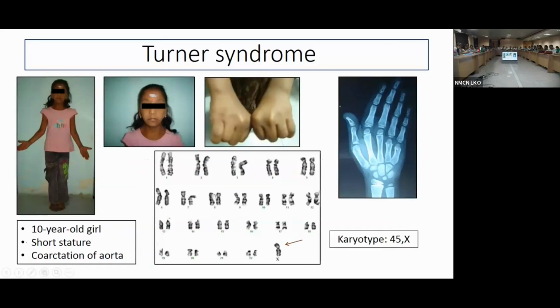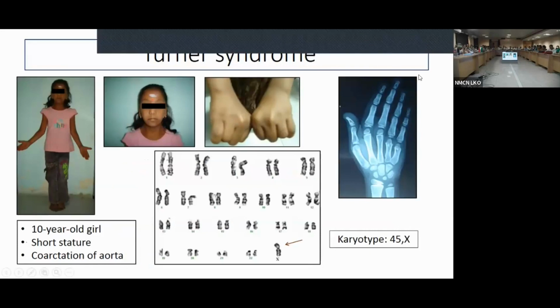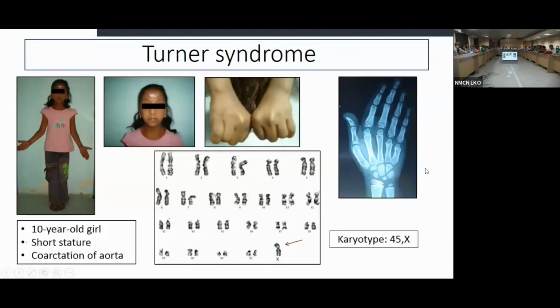So these are the typical Turner stigmata that you could see. A girl child presenting with short stature, you can appreciate the webbing of the neck, the cubitus valgus deformity, the short fourth and fifth metacarpals, and also the low posterior hairline, which is not seen over here. In fact, this girl also had coarctation of the aorta. They can also have renal anomalies, especially horseshoe kidney and others. And she had 45,X, the typical classic Turner syndrome complement. But as I said before, not all girls with Turner syndrome need have these typical stigmata.